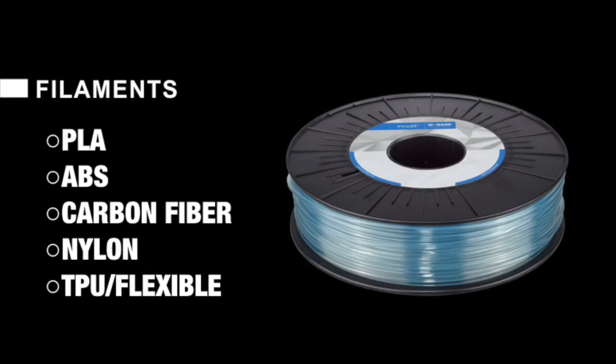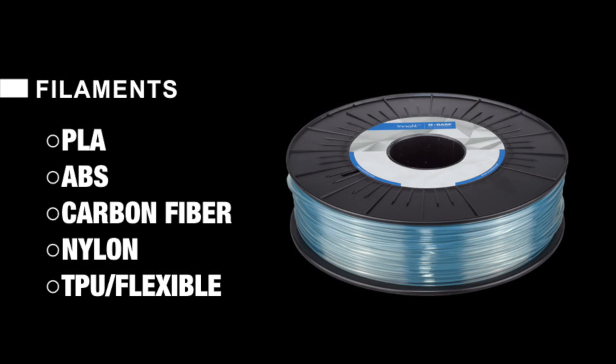Now let's talk about the different types of filament. These include PLA, ABS, carbon fiber, nylon, and TPU and flexible. These are the main filaments that we've used on our robots. PLA, let's start off with. PLA is the most common and will probably be the most strength you'll need in FTC. PLA is great because it's a plant-based filament and it prints with very low heat. This means that you can use any type of 3D printer, whether it's custom or commercial off the shelf.